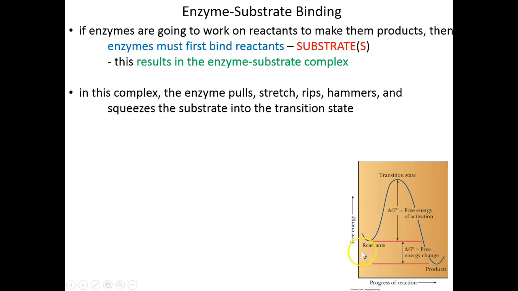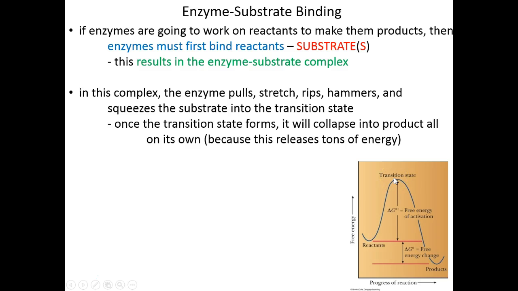Once the enzyme does all of that work and distorts the substrate into transition state, remember the rest takes care of itself, and energetically transition state will collapse into product all on its own. That recoups the energy that the enzyme put in, and also releases the free energy that is the difference or the balance of this reaction as we go to product. This is the delta G energy that's released to the universe. We can represent this overall process in this way.